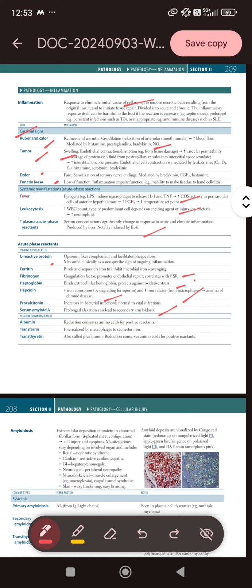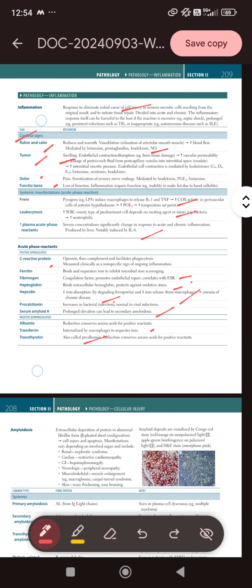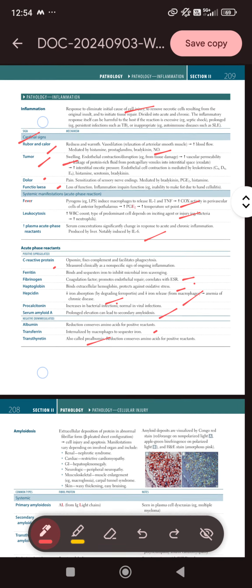Then we have negative, down regulated. Albumin reduction conserves amino acids for positive reactants. Transferrin is internalized by macrophages to sequester iron. Transthyretin, also called prealbumin, reduction conserves amino acids for positive reactants. So these were some of the acute phase reactants. It's important, memorize it well.